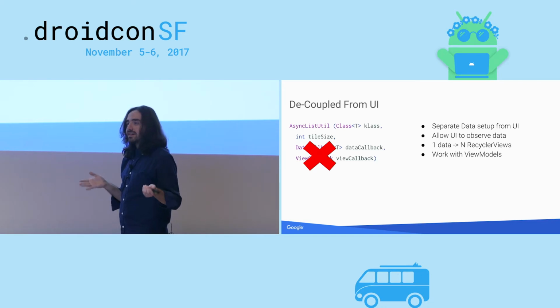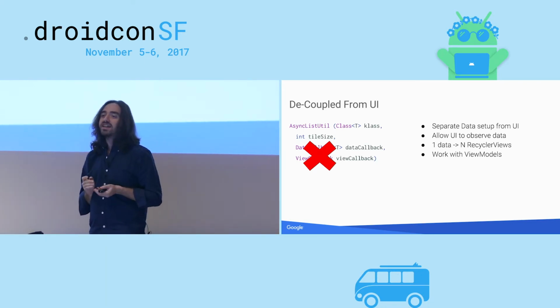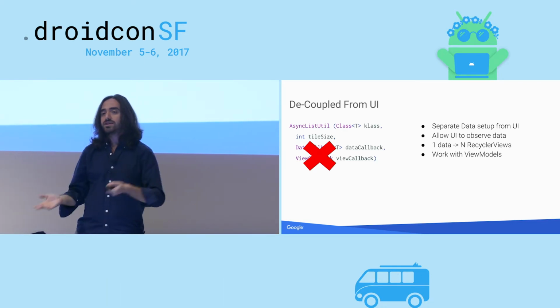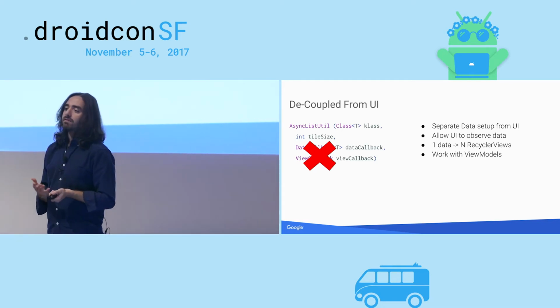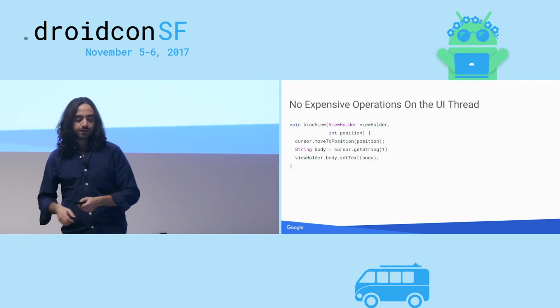And finally, with architecture components, we have a class where we can say, here, this is where you put your data, which is our ViewModels. So whatever we come up with should work well inside ViewModels.